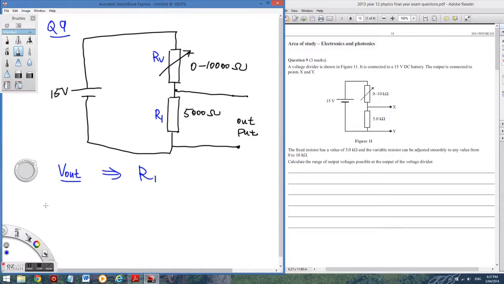Okay, so say if the voltage of the variable resistor here will be 0 volt, okay, and then my V out, say if the variable resistance will be 0, my V out must be the same as the input, because that's the only resistance in the circuit, which is 15 volt. Okay, now, so if the resistance of the variable resistor is the maximum, which is 10,000 ohms, okay, then we can calculate the V out.